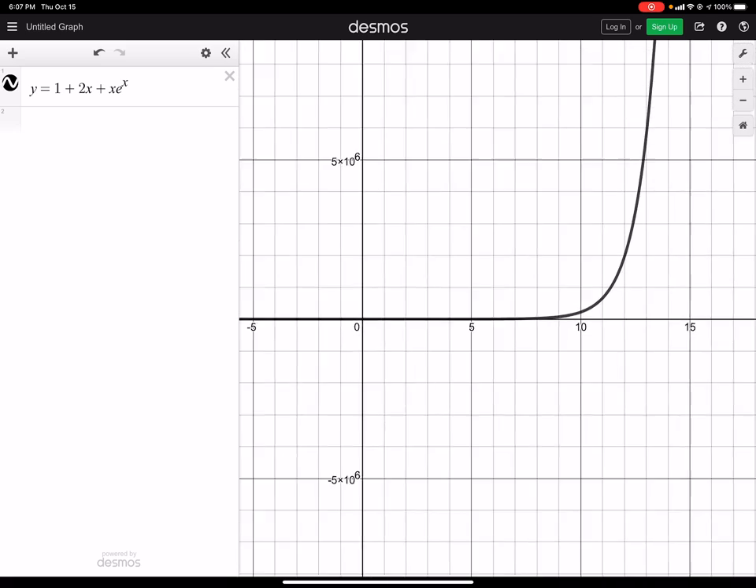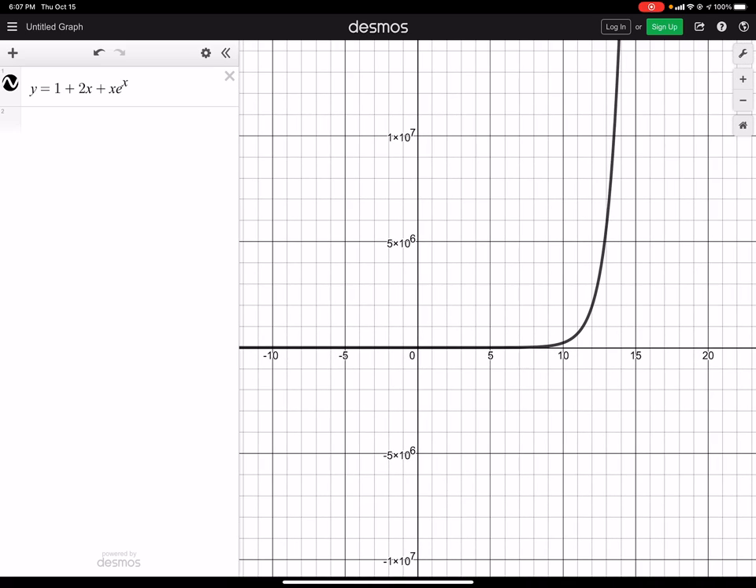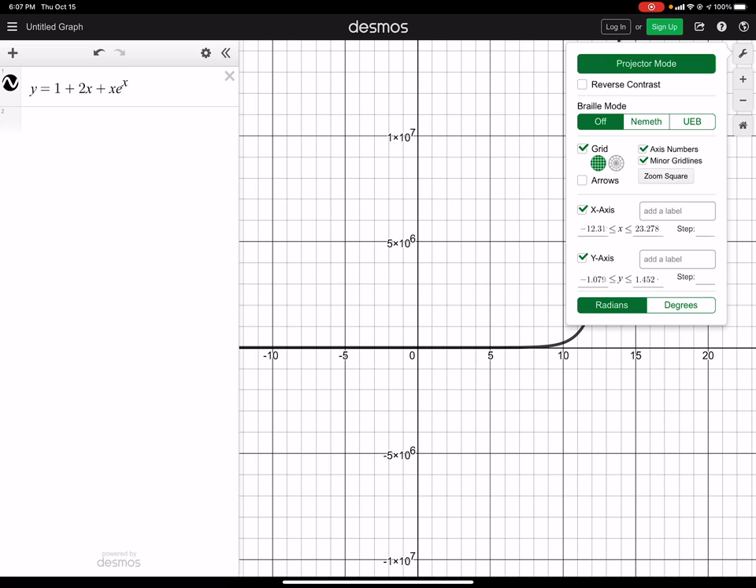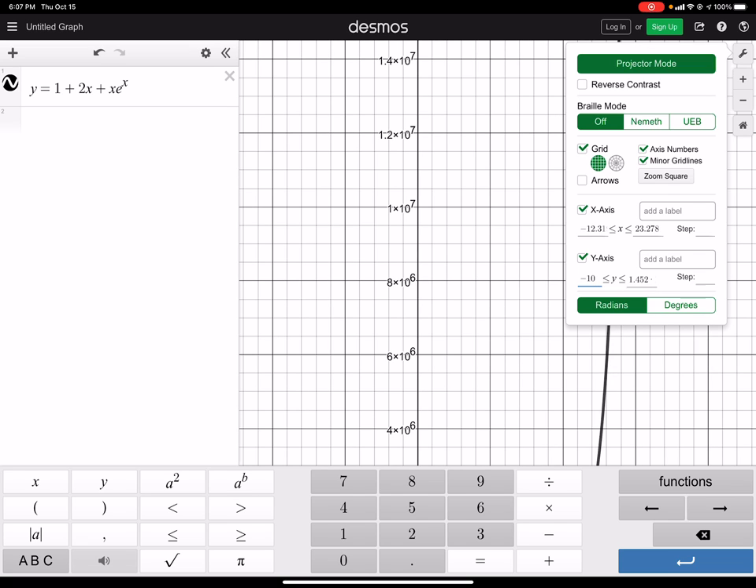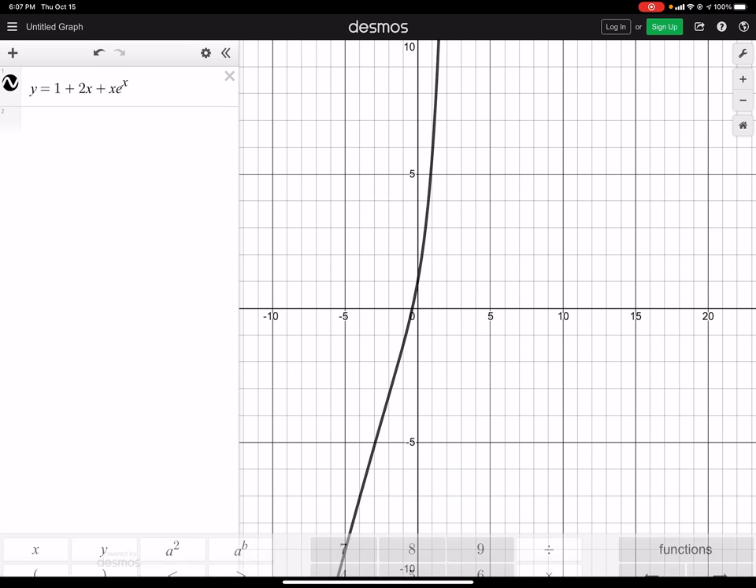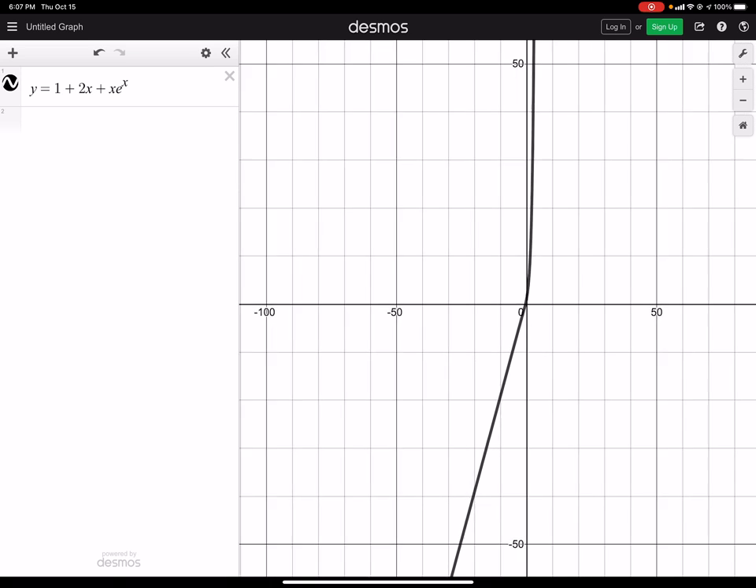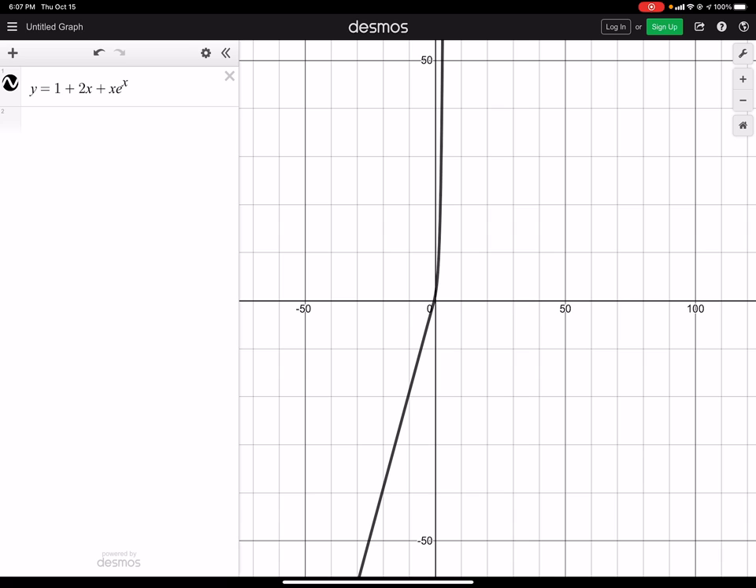Now, I had to scoot to the right a little bit more. And now, if you look at the y, that's like 5 million. That's really big. So I'm going to change my y's to reasonable numbers. I'm going to go negative 10 to 10, just see what it looks like. And that's looking a little better. I can back out. And so there's the graph. Now, what do they want? I'm going to screenshot this and show you what they want. So let me screenshot.